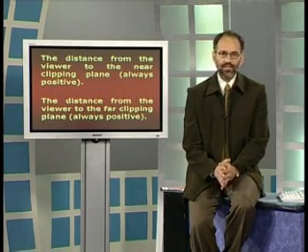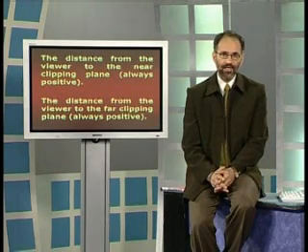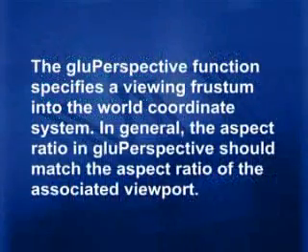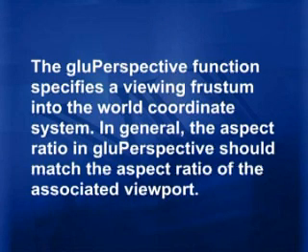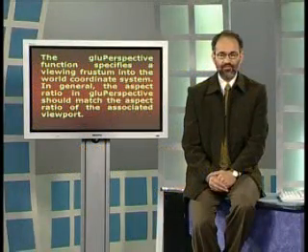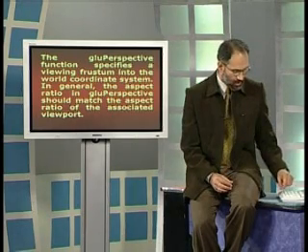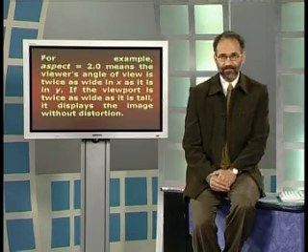You can actually go and tamper with this sample program and play with these values to set different perspective, and you will be able to see the impact when you execute the program. The gluPerspective function specifies a viewing frustum into the world coordinate system. In general, the aspect ratio in gluPerspective should match the aspect ratio of the associated viewport. If we have a mismatch, then naturally we are not going to have expected results out of it. In order to have a view which would be anticipated, we better keep the two aspect ratios the same.